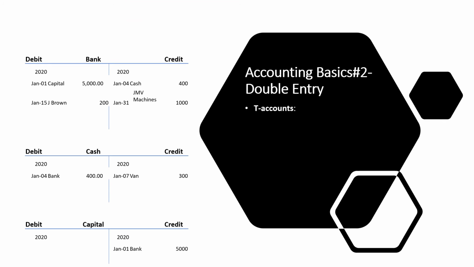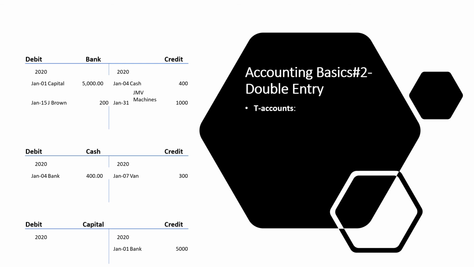Here are the T account entries. Bank account. Debit side: January 1, receive capital into the bank, so we debit $5,000. On the credit side, January 4, we withdrew cash from the bank, so we credit $400. On January 15, we received money from J. Brown, so we debit $200. January 31, we pay JMV Machines $1,000, so we credit the bank account.